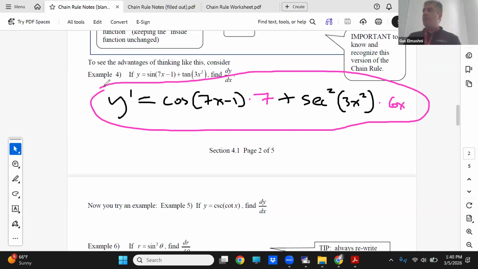It's all good. Most of your homework or test questions like this are just going to be one line. Just make sure everything's done correctly. If you want to put the 7 in front of the cosine and the 6x in front of the secant squared, I don't care. It's up to you. Okay, let's try more.